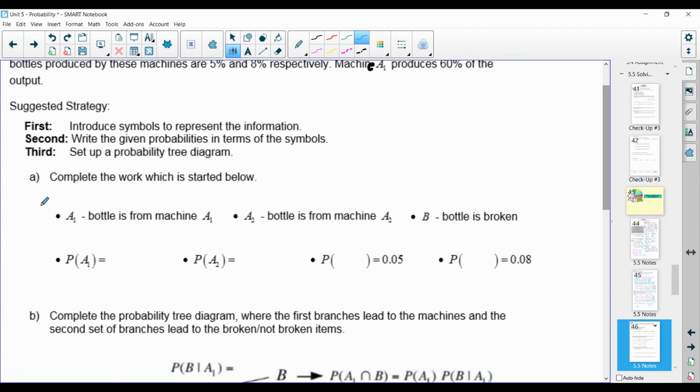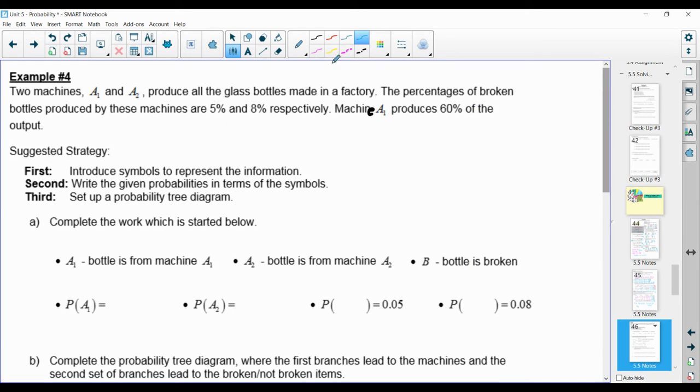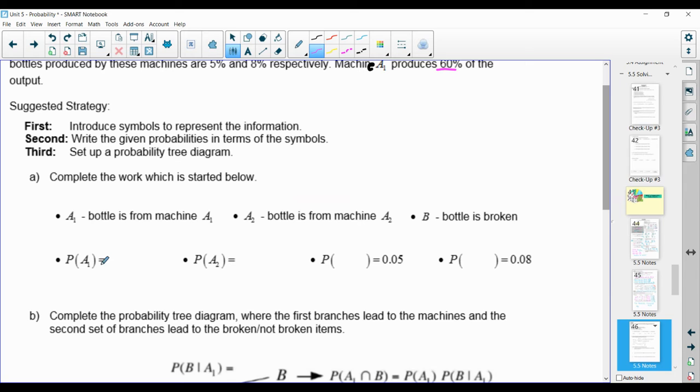So first of all, we set up our symbols. A1 is going to represent the bottle is from machine A1, and A2 is going to represent that the bottle comes from A2, and B is going to represent that the bottle is broken. So the probability of coming from machine A1, well, we're told that machine A1 produces about 60% of the output. So the probability of coming from machine A1, I'm going to use decimals, is 0.6. And if there's a 60% chance of coming from A1, that means there's a 40% chance of coming from machine A2.